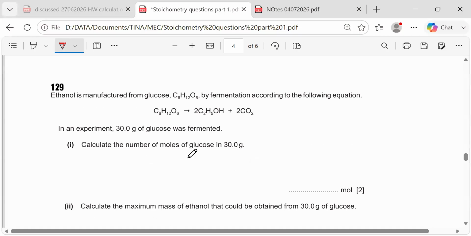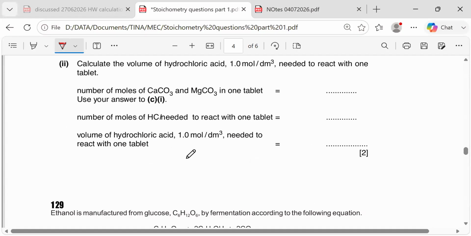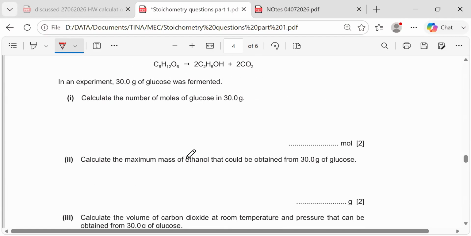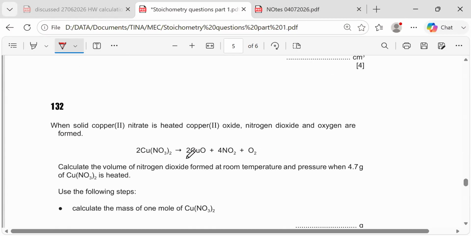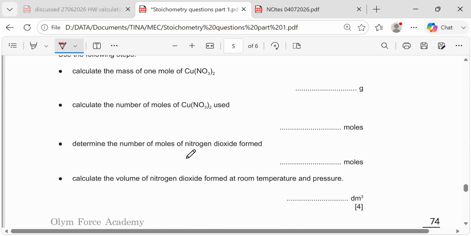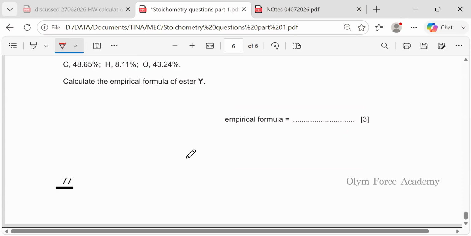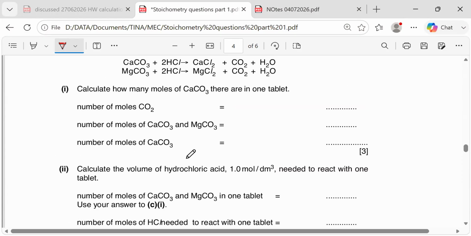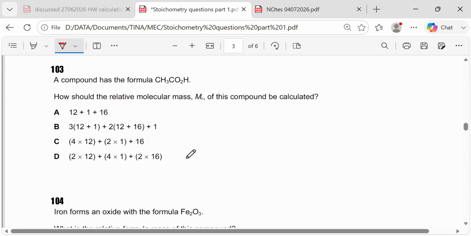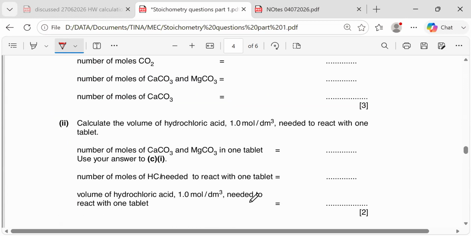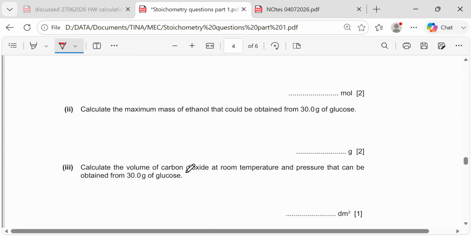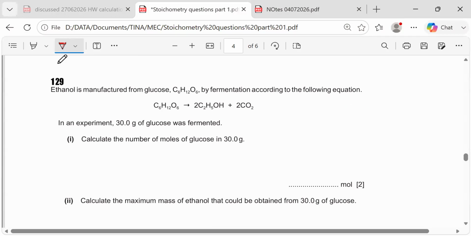Okay, let's try. Okay, let me find an easier question first. Okay, the only one is here. I'm trying to find something easier. Okay, all look at 129. Question 129.